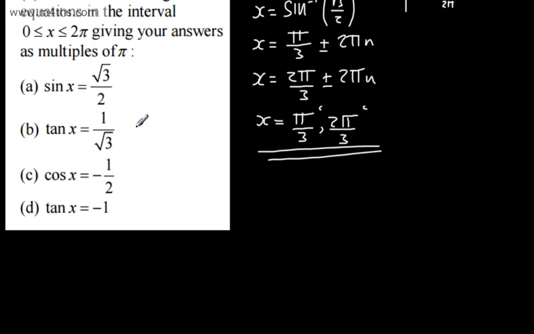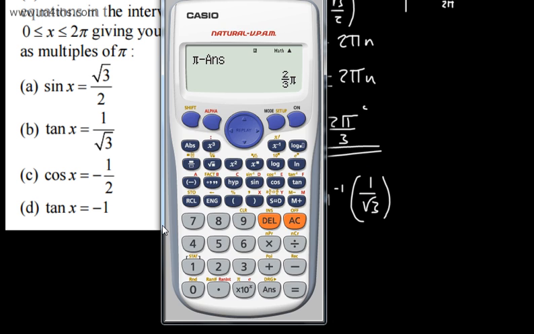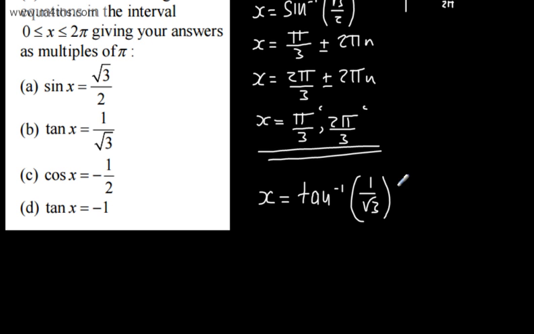So on this one, we've got tan x is equal to 1 over root 3. Again, this is going to give us a nice answer. So x is going to be equal to the inverse tan of 1 over root 3. If we do shift tan of 1 over root 3, or if you want root 3 over 3, this is going to give us pi by 6. So the principal value is x equal to pi by 6.